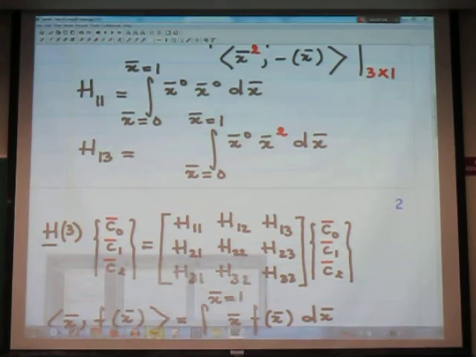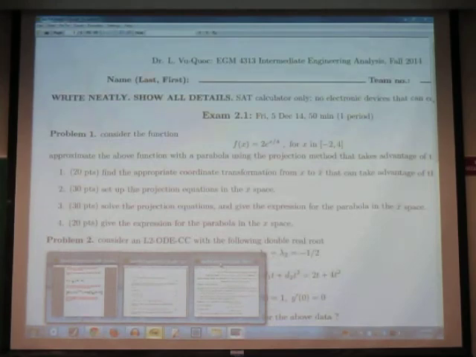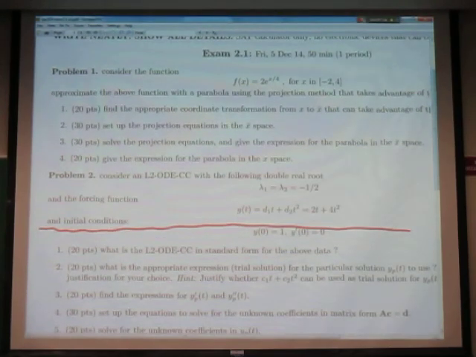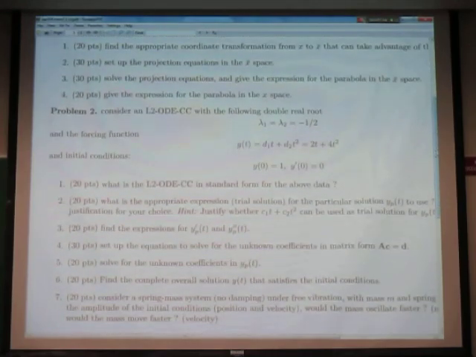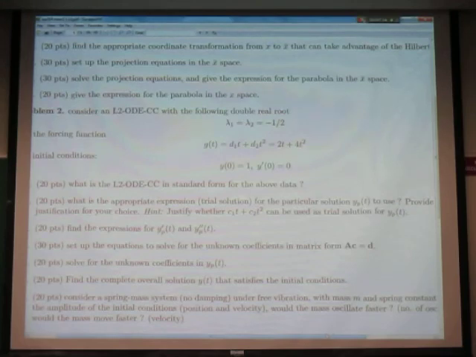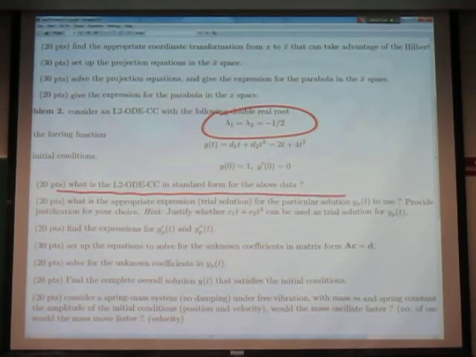Okay, so let me mention a few words about problem 2. I indicated that you need to look at section 7, so please do so. Here I give you a double real root, right? So the first question is to find the linear second order ODE in standard form.